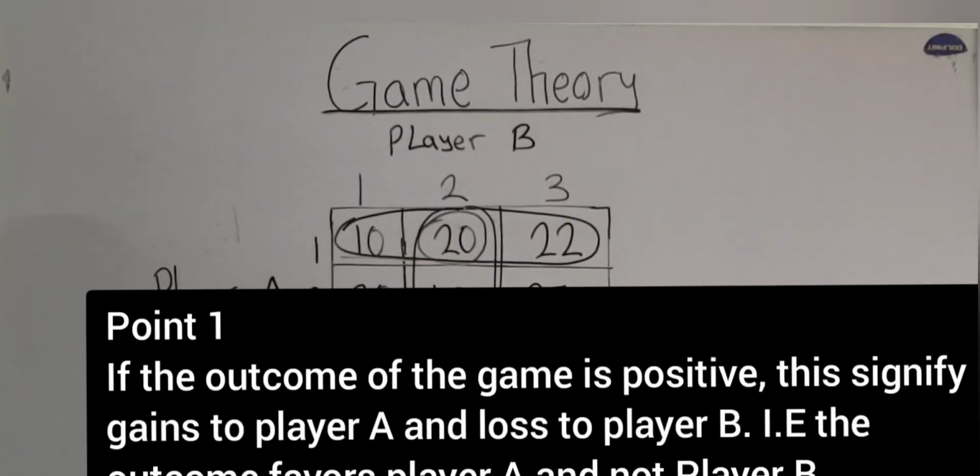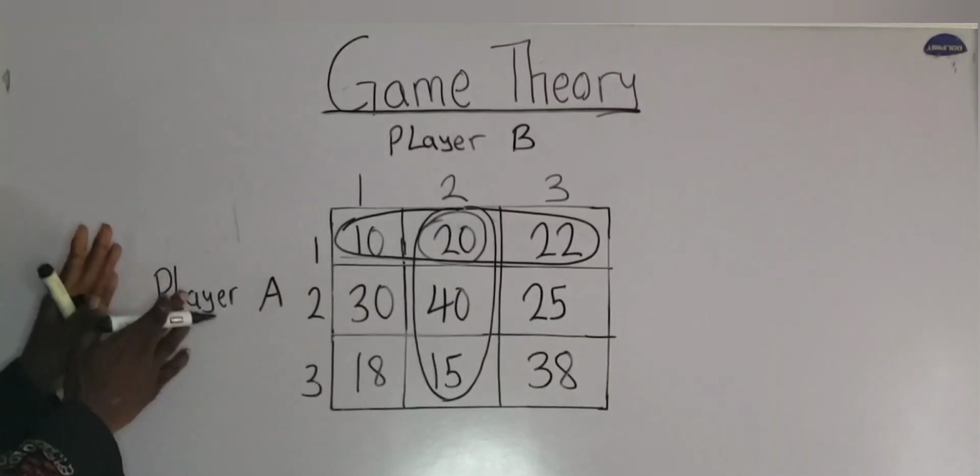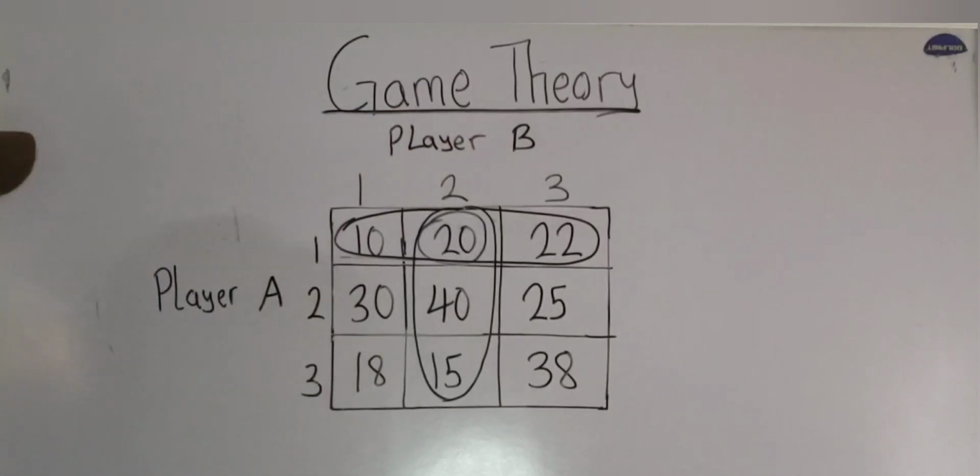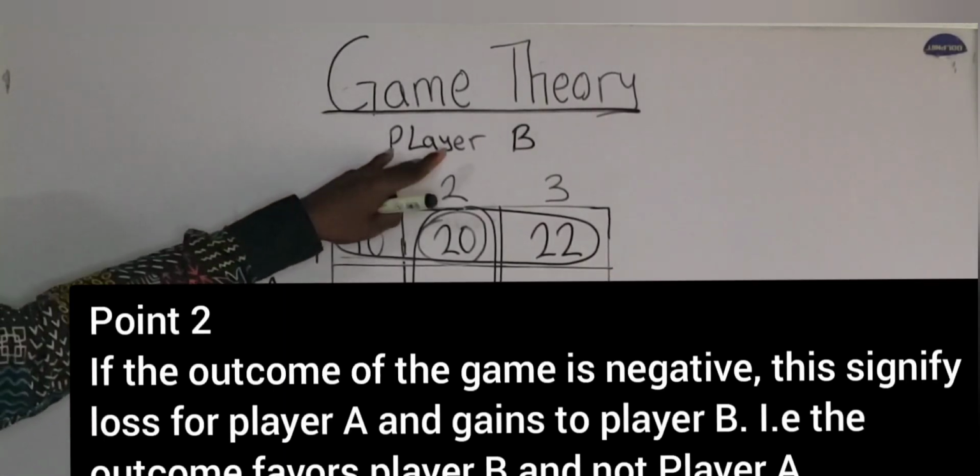Now I want to pen this down. Peradventure, if the outcome of the game is positive, as you can see, the outcome of this game is positive here. It is a gain for player A and a loss for player B. If the outcome of the game is positive, it is a gain for the player that is here, and a loss for the player that is here. Peradventure, if the outcome is negative, it is a loss for player A and a gain for player B.